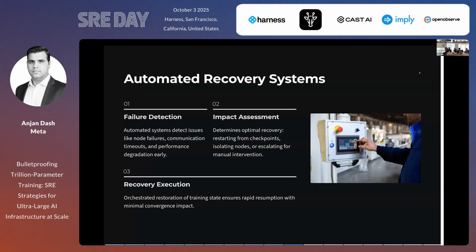So if you have automated recovery, then basically you don't have to, because you have a big cluster and a lot of jobs are running. So you have to make sure that you tune it automatically and restart the job instead of human intervention there.